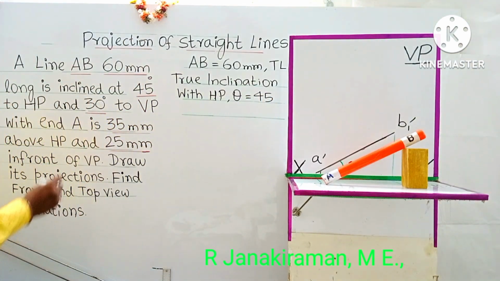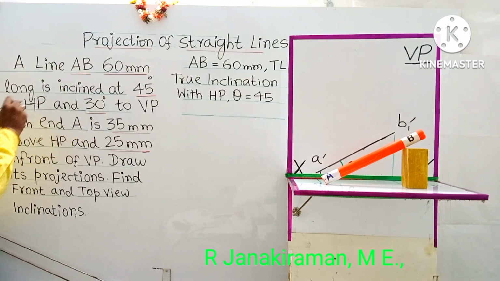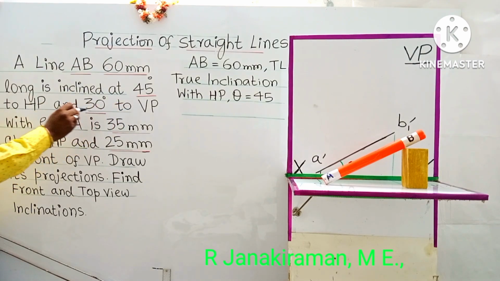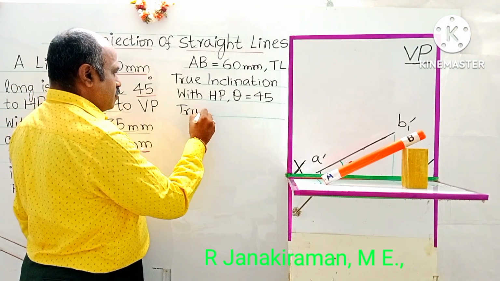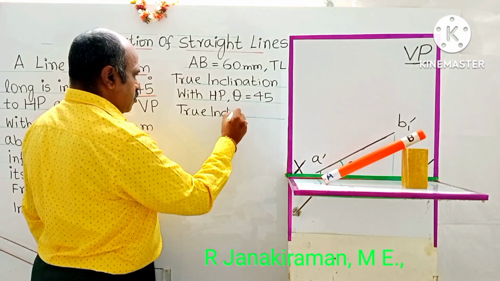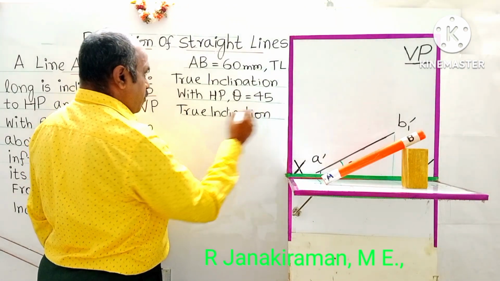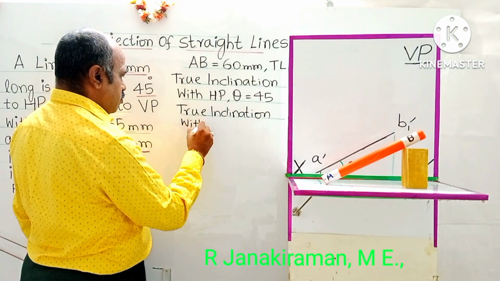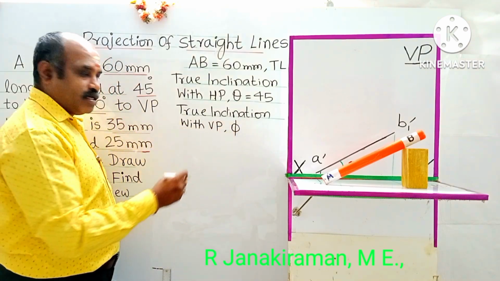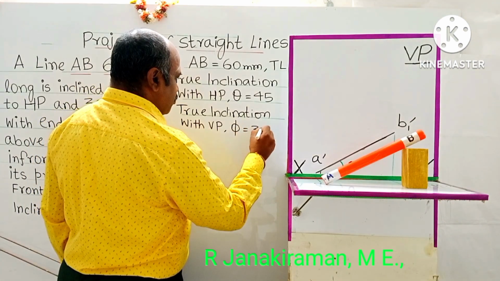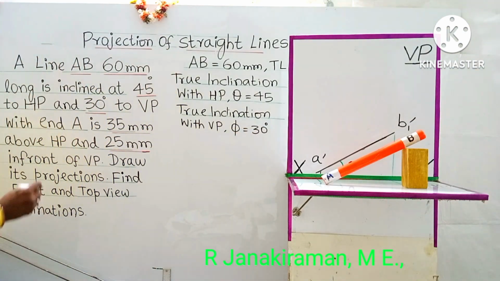Understand? Next, 30 degrees to VP is also called a true inclination, the true inclination with VP. It is indicated by the notation phi, equal to 30 degrees, as given in the question. Draw its projections means the final front view and final top view are asked. Then next, we have to find the front and top view inclinations.